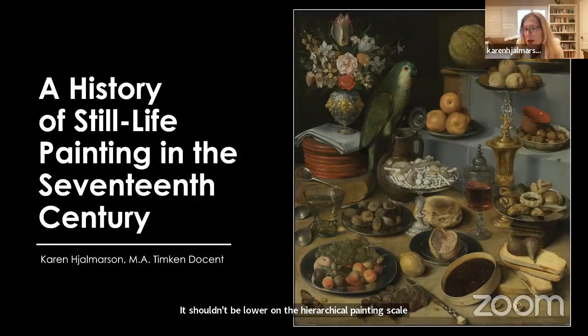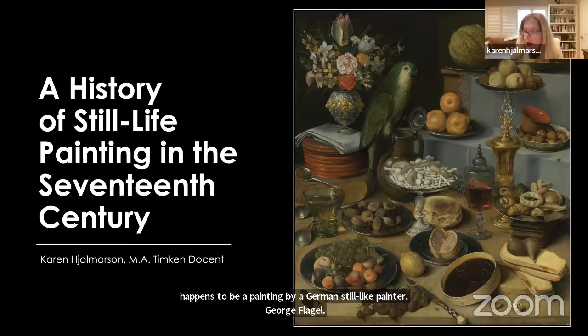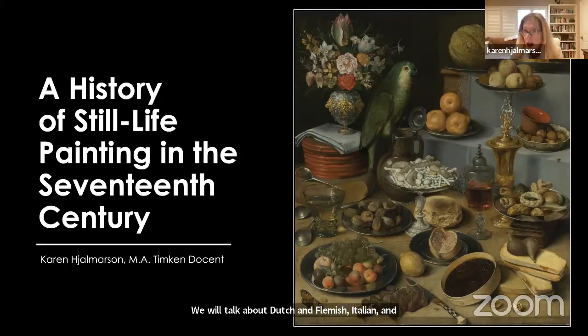So what countries are we going to talk about? This happens to be a painting by a German still life painter, George Flegel. We will talk about Dutch and Flemish, Italian, and Spanish. I apologize, I only have one French still life painter, that's Willem, and he really wasn't French by birth, but he spent a great deal of time in France, in Paris, creating still life. So I do apologize for the Francophiles. I did not include other French painters, just with brevity and the limited time we have to discuss it. We will discuss some aspects of French painting a little bit later.